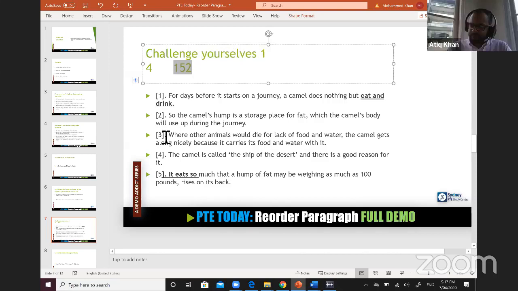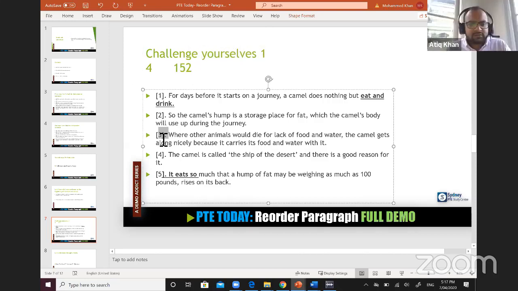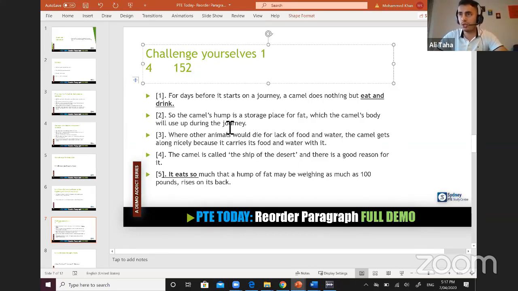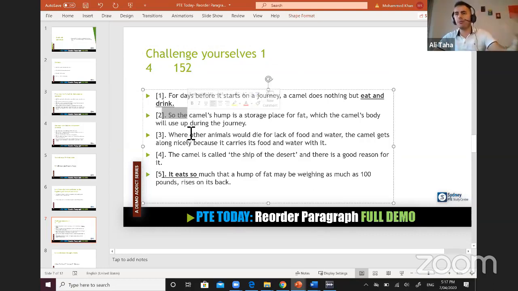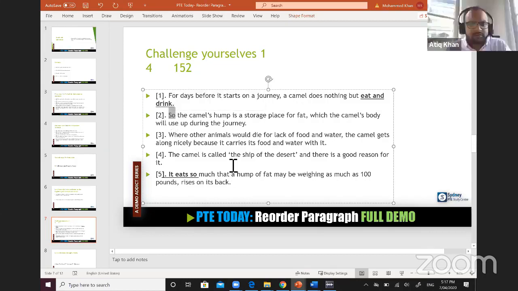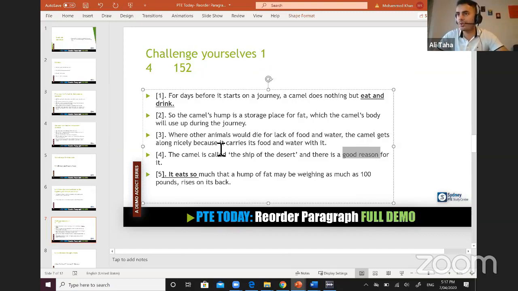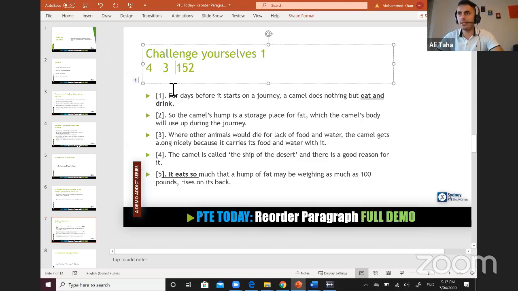I'm left with number 3, and this is what I meant by looking for the final order. Number 3, guys, in this context would never come after 2. 2 is the conclusion sentence. Why? Because it's the end of the story. So the camel's hump, and we usually use so for conclusion. And if you look at 4, good reason. What's the good reason? Because. So here 3 comes in between, and this would be the final answer. Makes sense. 4, 3, 1, 5, 2.